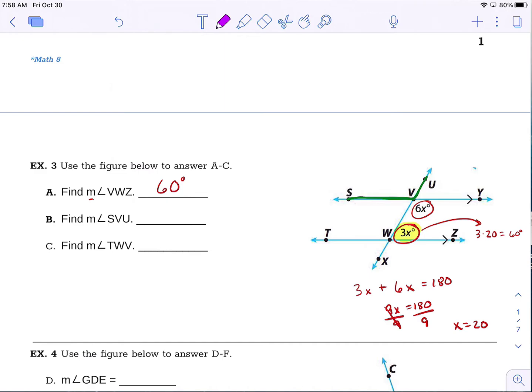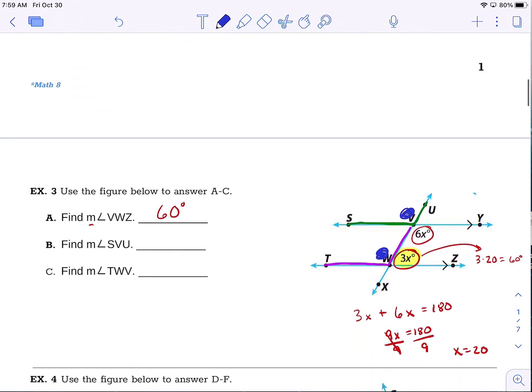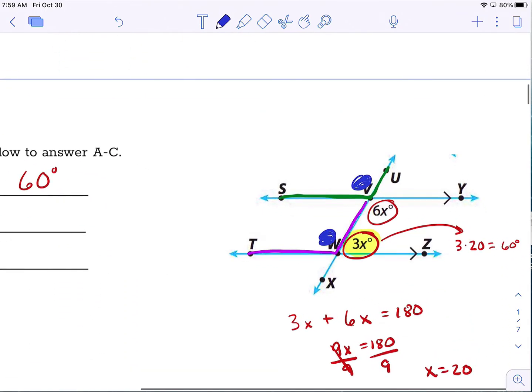Let's use purple. TWV. Where's TWV? TWV is that angle right there. Okay, do you notice anything about this angle here and this angle there? What are they? Those two angles are corresponding. They're both in the top left of their part. Okay? So, what do we do now? We're saying, well, how do I find those? I don't know anything about them. Well, we're going to use the information that we have over here to the right. Okay? We're going to use that information.